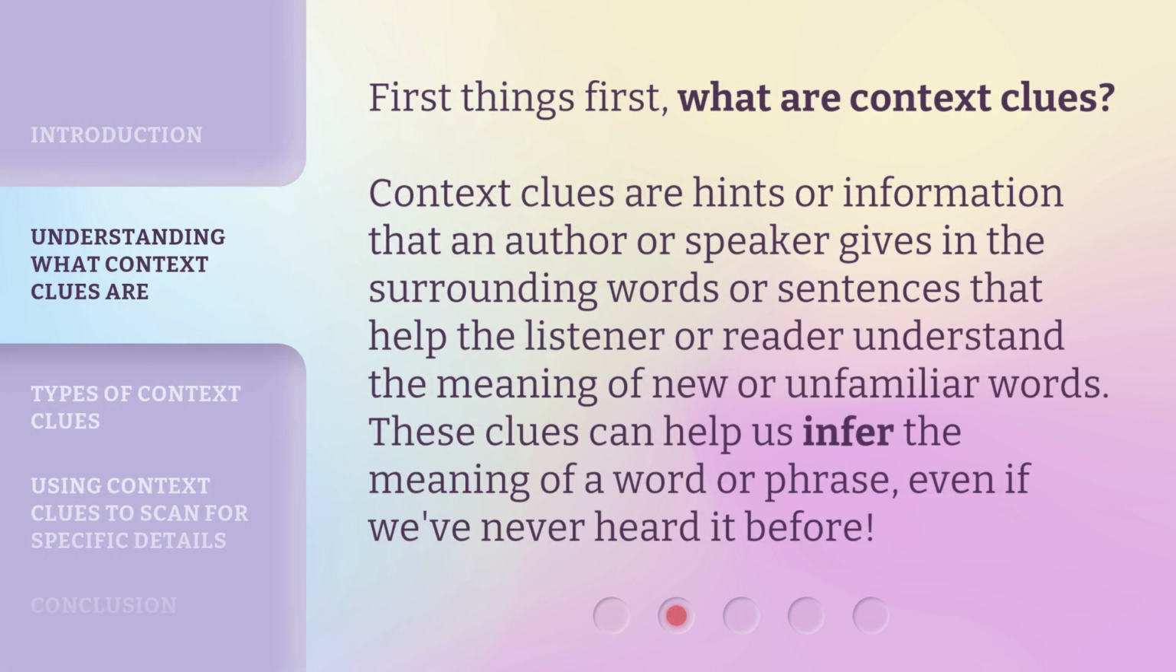First things first, what are context clues? Context clues are hints or information that an author or speaker gives in the surrounding words or sentences that help the listener or reader understand the meaning of new or unfamiliar words. These clues can help us infer the meaning of a word or phrase, even if we've never heard it before.